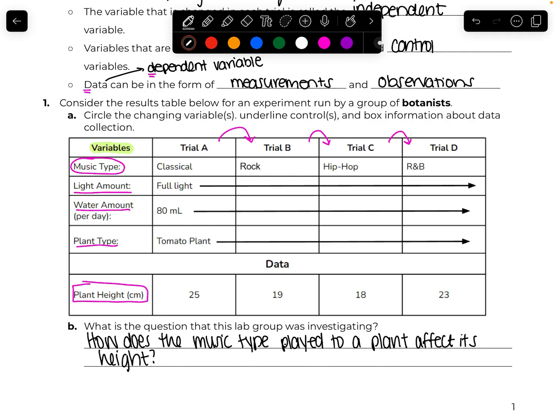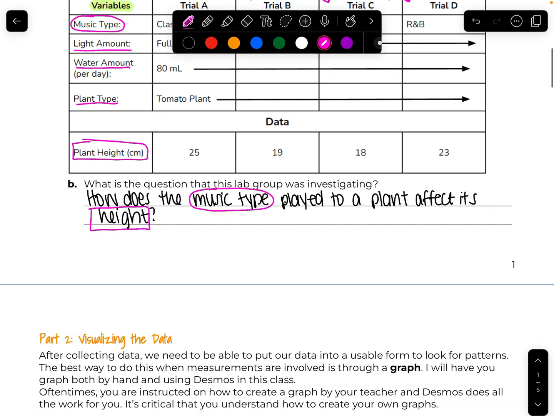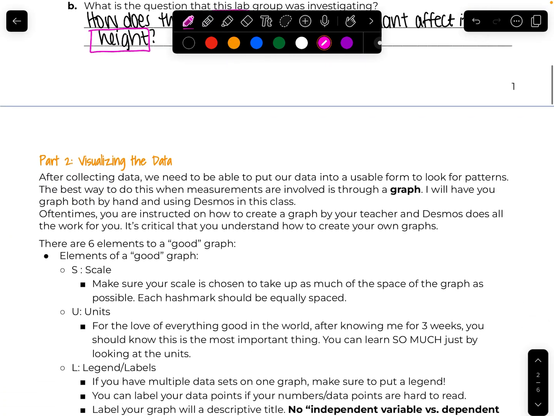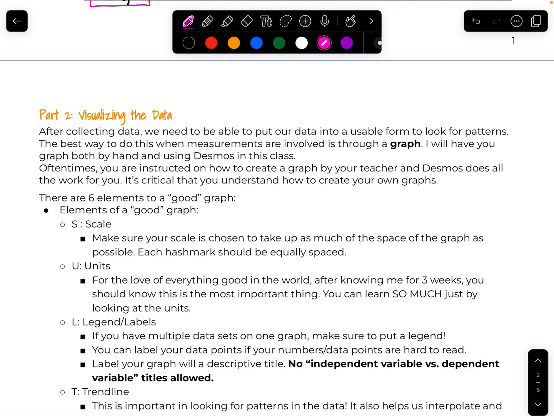So as long as you have something written kind of like this in yours, with your independent and dependent variable, you'd be good here. I'm just going to point out music type is my independent variable and my plant height is my dependent variable, just to help me annotate this to keep it straight in my brain. So this is one way that we could organize data in a results table. The other way that we could organize data is in the form of a graph.